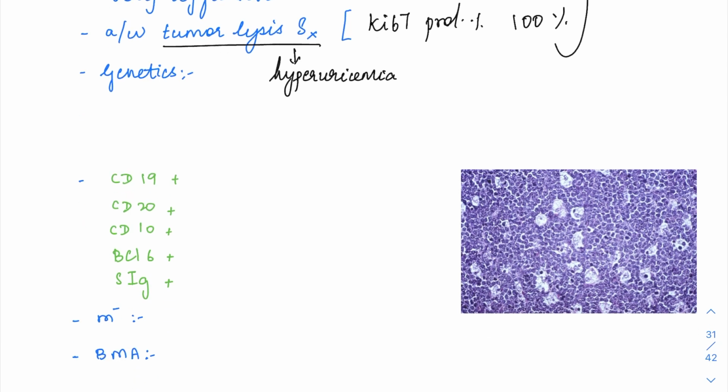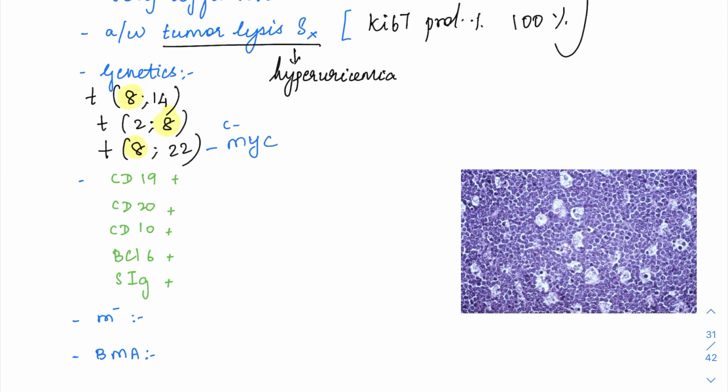Coming to the genetics here, this again is going to have multiple translocations. So translocation 8;14, translocation 2;8, translocation 8;22. All of these have translocation 8 involvement, right? The 8th chromosome is the location of C-MYC. So C-MYC is located on chromosome 8. Whatever the translocation, it is going to cause C-MYC upregulation. Whenever C-MYC is upregulated, it is an oncogene, and it is going to cause cell cycle proliferation.